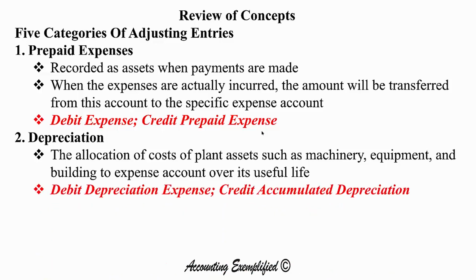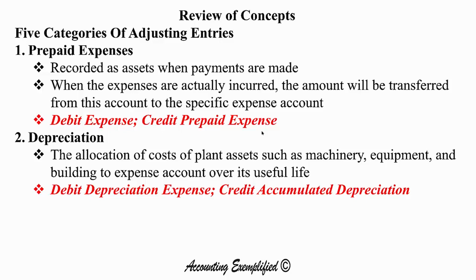So here the depreciation is not the exact expense. This is an estimated amount because no one can accurately calculate the exact amount by which the value of the asset goes down. So this is a calculated or an estimated amount. So here we debit depreciation expense and credit accumulated depreciation.